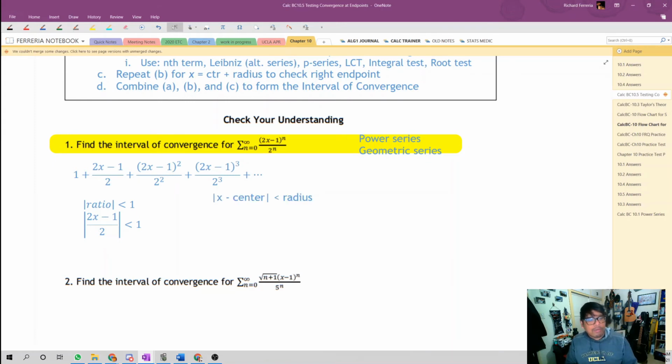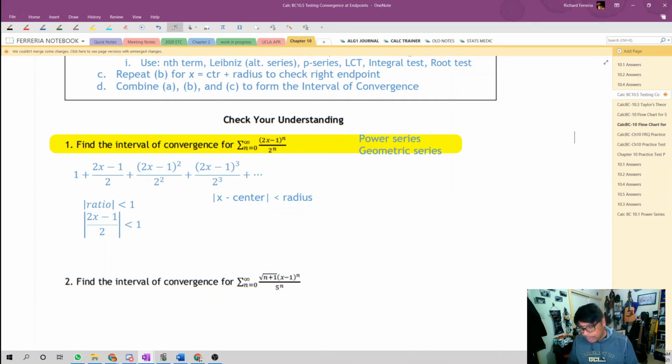Remember, we're looking for a statement that says the absolute value of x minus a center is less than the radius. And that's not what we have here yet. We have 2 times x, the whole thing divided by 2. This is not the same form, so we're going to use some algebra to simplify.